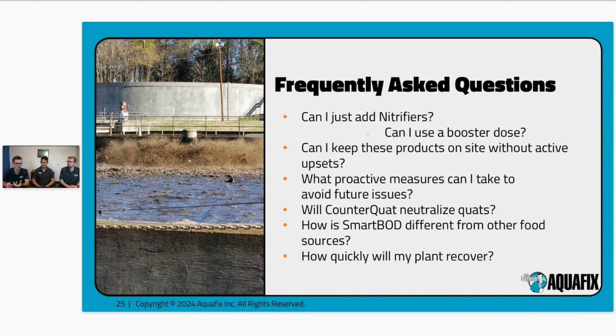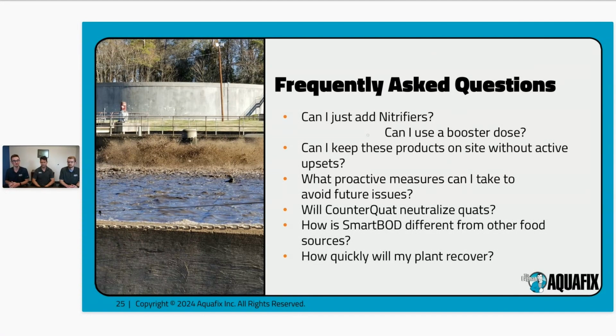And getting a little more specific into the products I just covered. So we get a lot of questions about Counterquat neutralizing quats. As I said earlier when introducing Counterquat, it's somewhat misleading in the name. Well, it works on quats. It also works on PAAs, any other forms of toxicity, not even limited to simply chemical toxicity. And once again, what it's going to do is apply bacteria and nutrients for your good bugs.